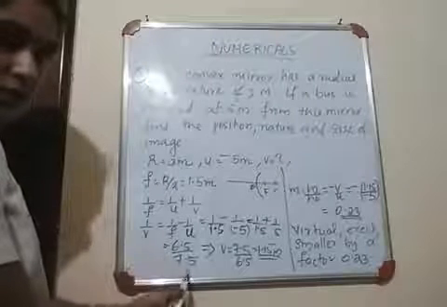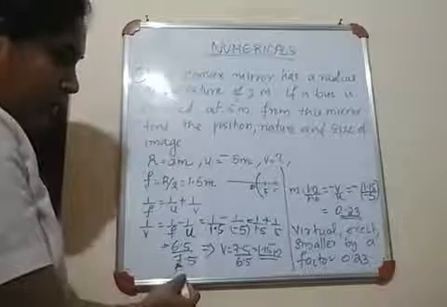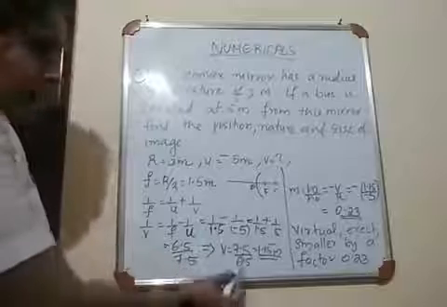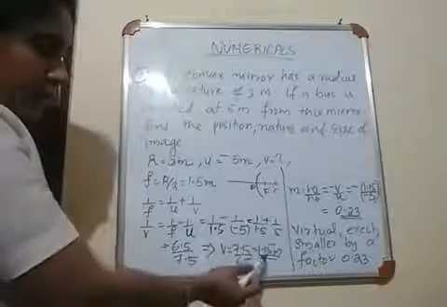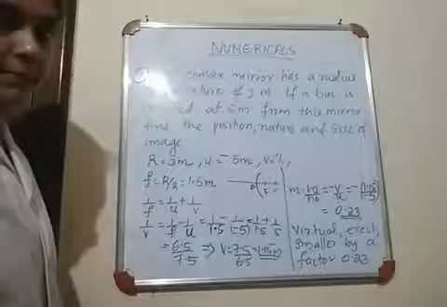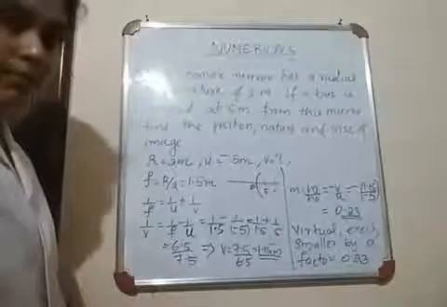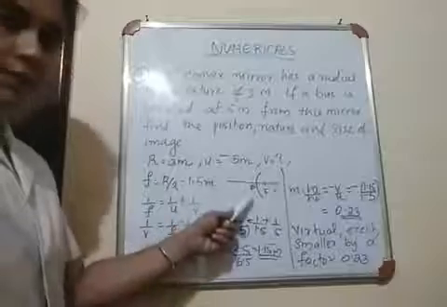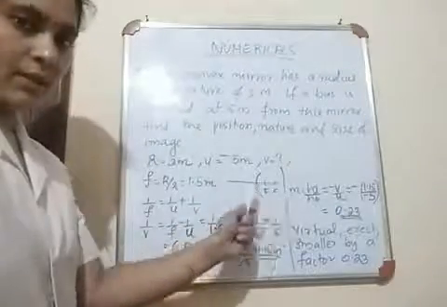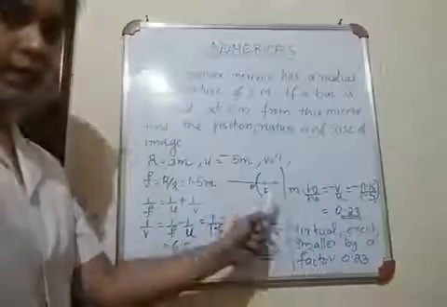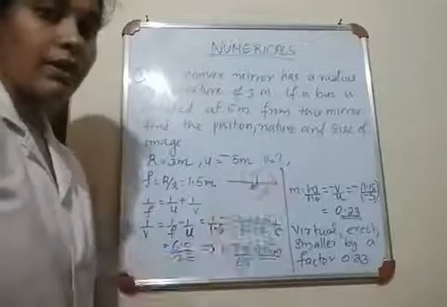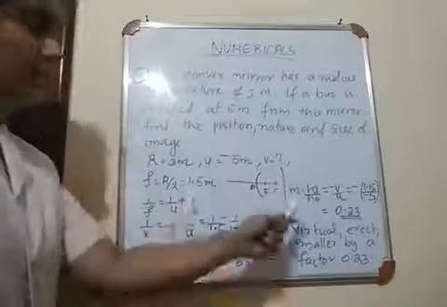So what will be v? To obtain v, you need to take the reciprocal of this expression. So you will get 7.5 by 6.5, that is 1.15 meter. And here the radius of curvature will be positive. Why? This is a convex mirror, and the focus, radius of curvature, center of curvature, everything is on the right side of the mirror, to the right side of the pole.